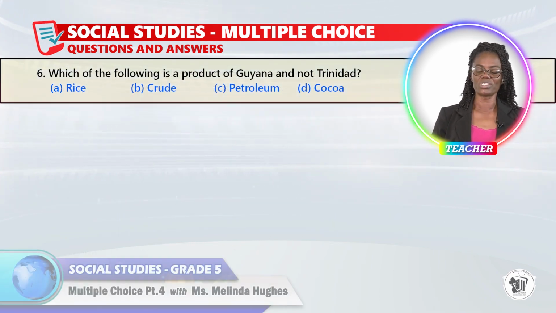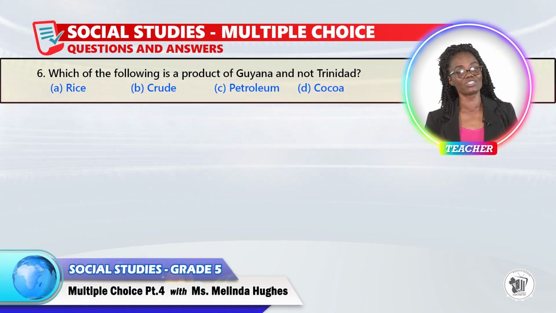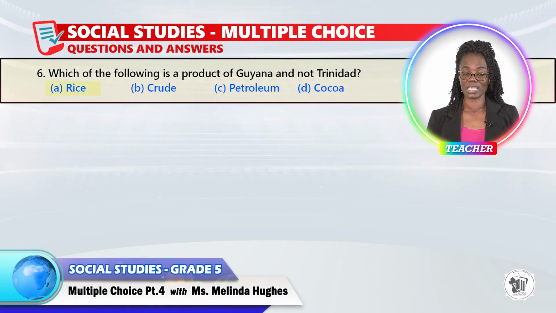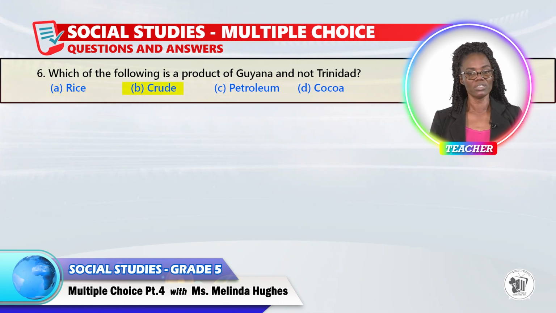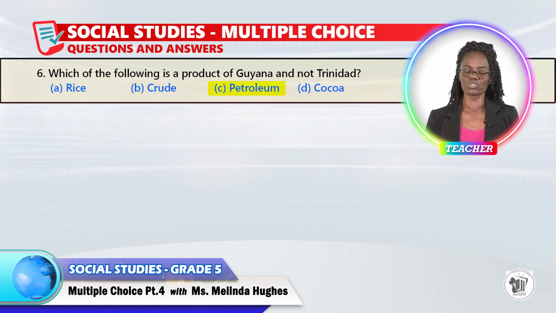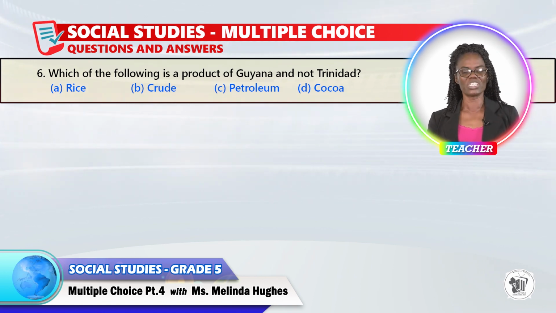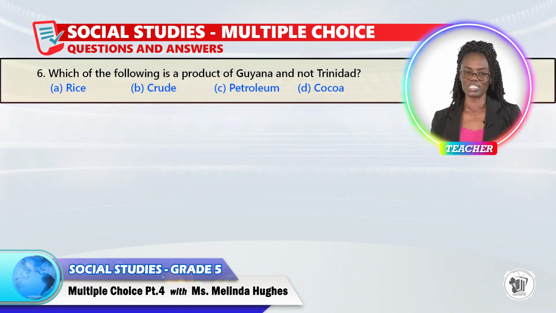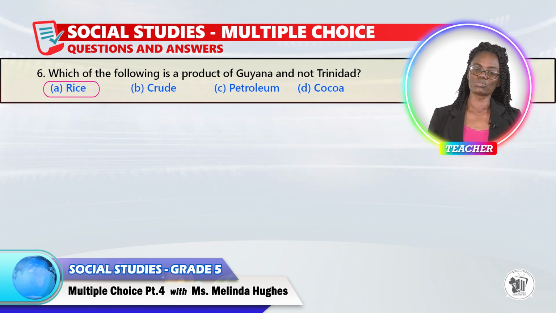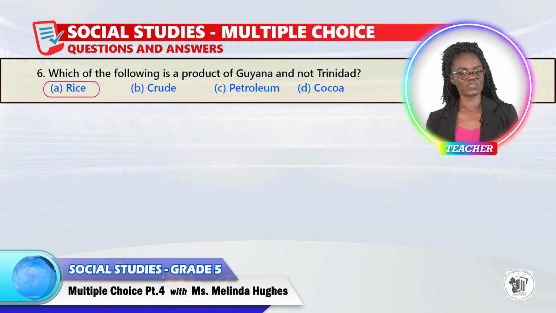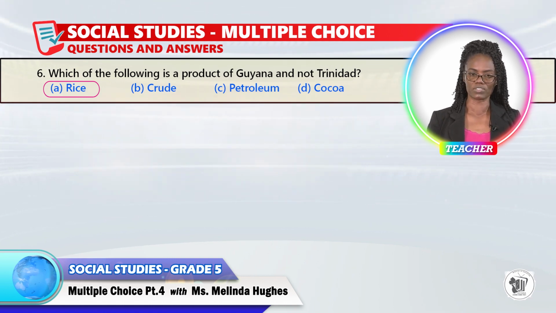Question 6. Which of the following is a product of Guyana and not Trinidad? A, rice, B, crude, C, petroleum, or D, cocoa? Which of the following is not a product of Trinidad? Rice. All the others, crude, petroleum, and cocoa, are products that Trinidad exports.